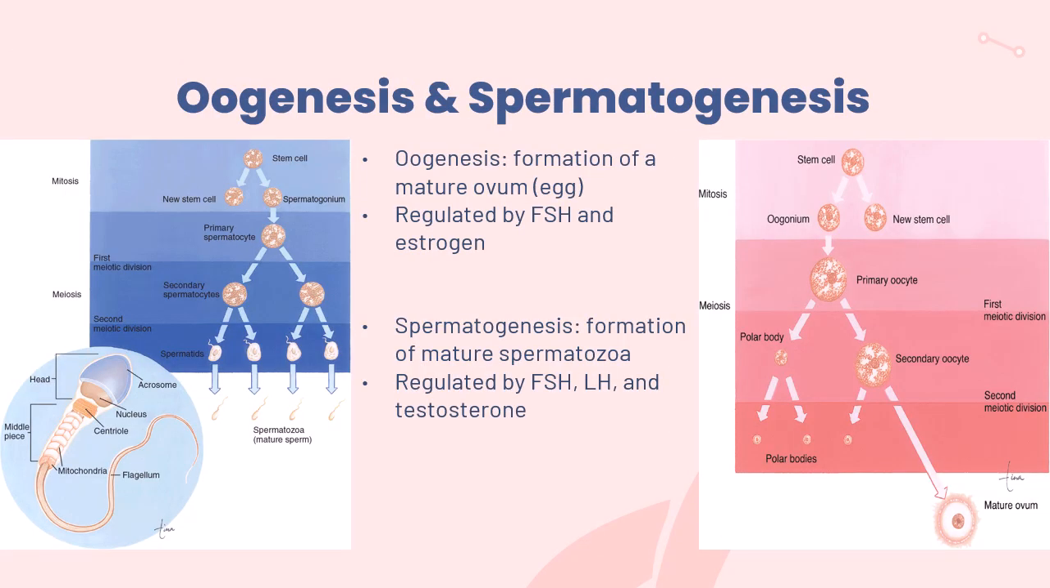All right, oogenesis and spermatogenesis. Oogenesis is the formation of a mature egg regulated by follicle stimulating hormone and estrogen, and spermatogenesis is the formation of mature sperm regulated by follicle stimulating hormone, luteinizing hormone, and testosterone. I put this in here to make sure you remember what hormones are regulating what within the body when it comes to implantation and fertilization.